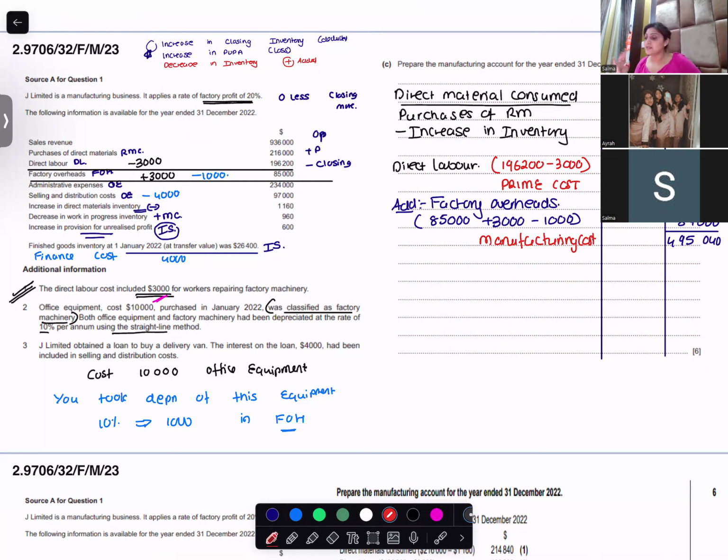Increase in inventory is subtracted, decrease in inventory is added. It works inversely. Then, to the manufacturing cost you add opening minus closing work in progress, but you have a decrease in inventory, so you will add it.